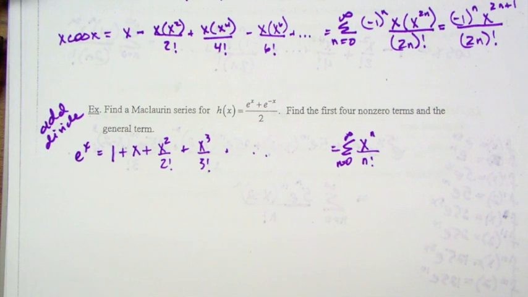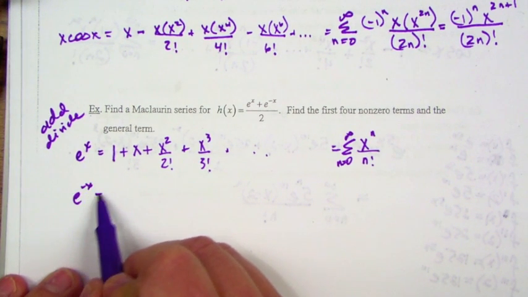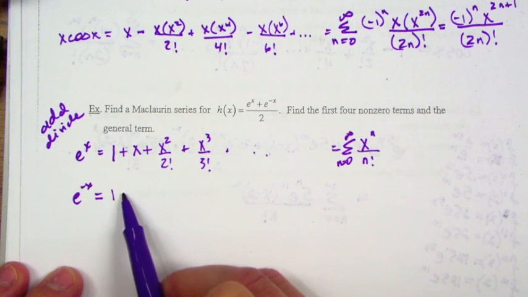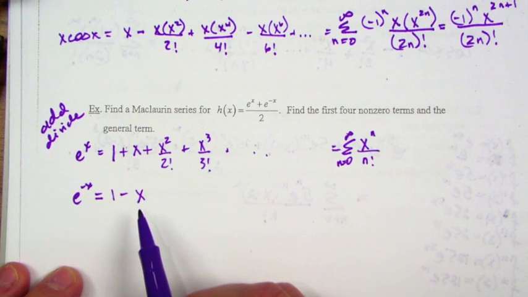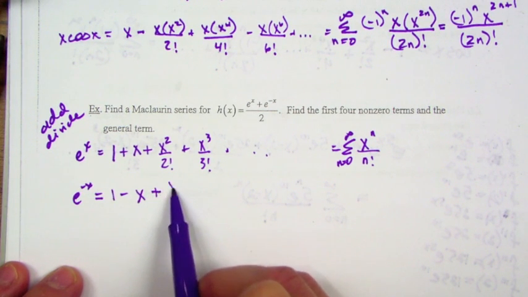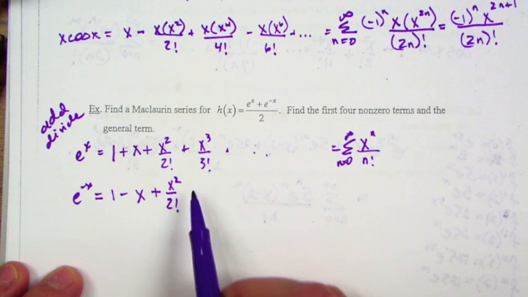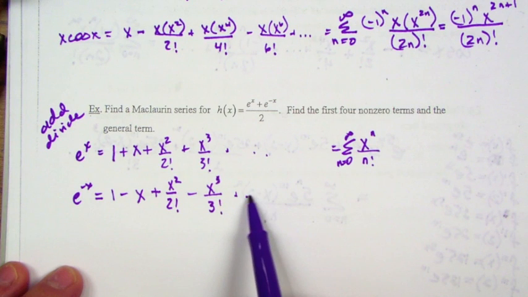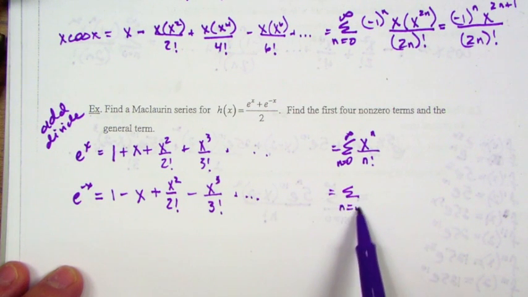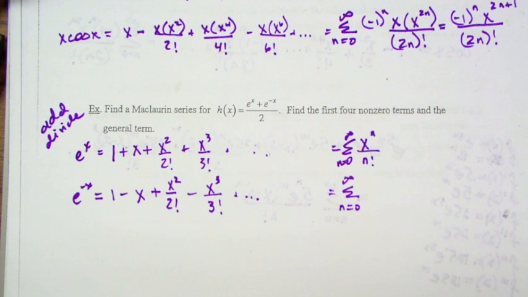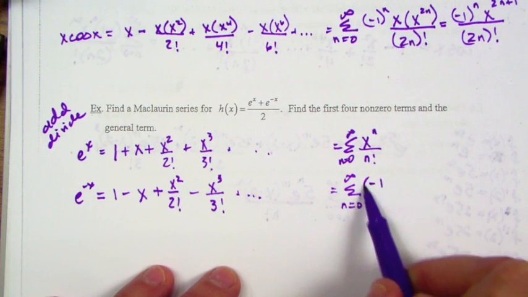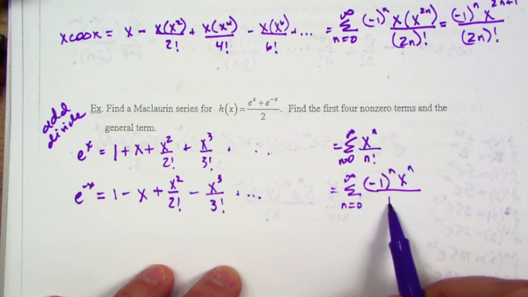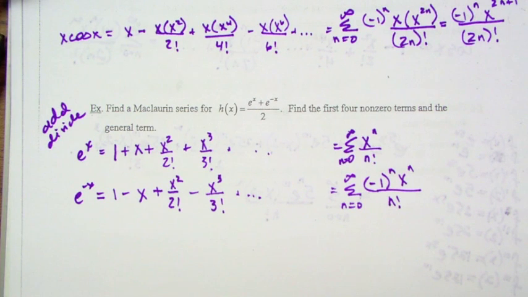Okay, now what do you want to write? I would write down e to the negative x. Good plan. So I'm going to have 1 minus x, right? Plus x squared over 2 factorial minus x cubed over 3 factorial, which is the sum from n equals 0 to infinity of negative 1 to the n x to the n over n factorial. It's just going to alternate.